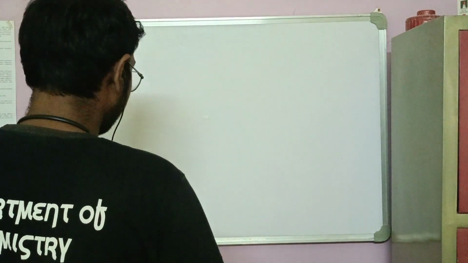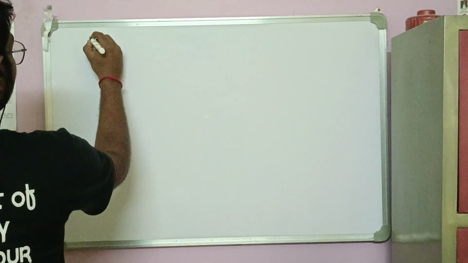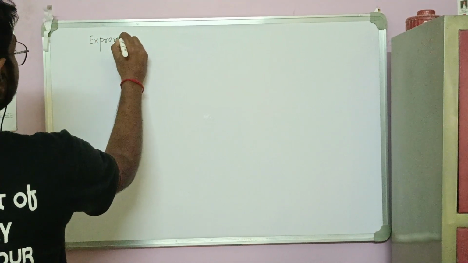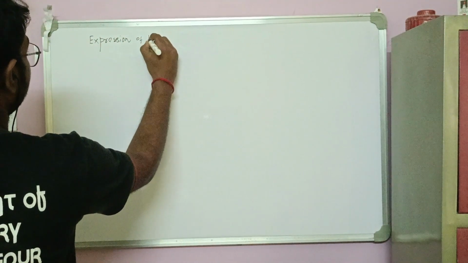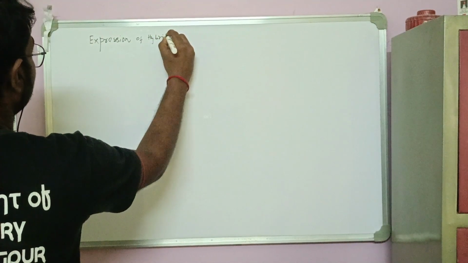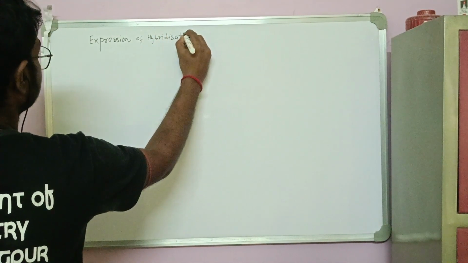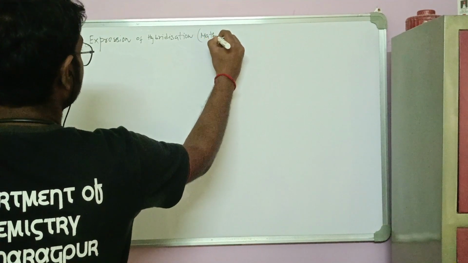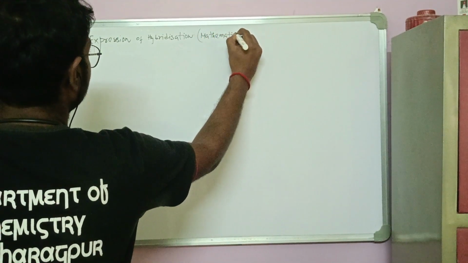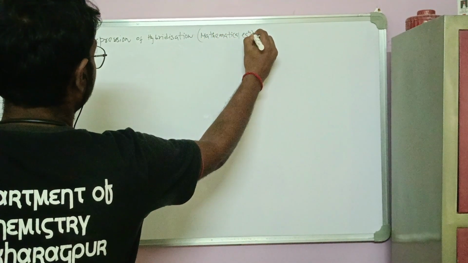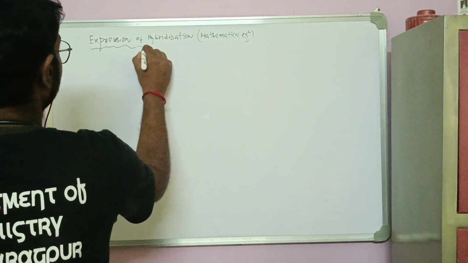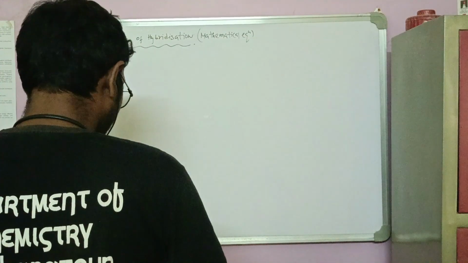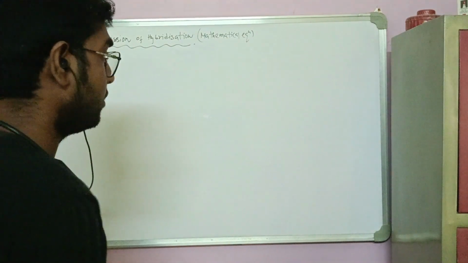So the discussion of today in this video is expression of hybridization in terms of a mathematical equation. It is quite simple. So let's take a generalized hybridization formula.